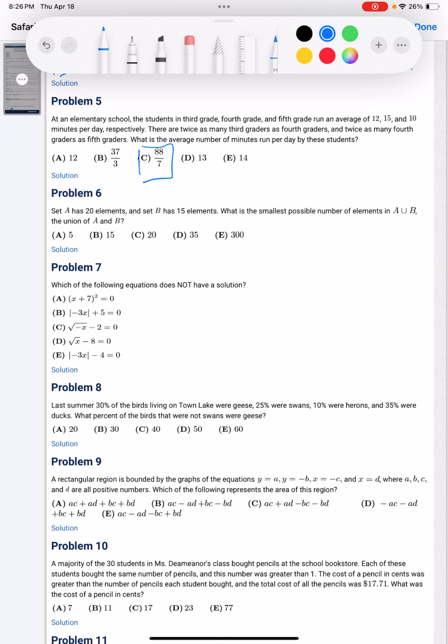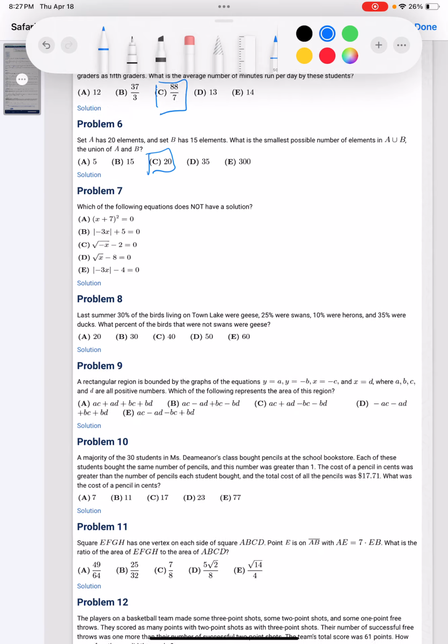So problem 6 asks, set A has 20 elements and set B has 15 elements. What is the smallest possible number of elements in A union B, the union of A and B? So simply, you notice that the smallest possible number of elements we could have is if B is totally enclosed in A, B is totally just fitting into A. If that's the case, then we have a total of 20, and that's kind of common sense. I don't think I need to explain that. So it should be answer choice C, and we're going to move on to problem 7.